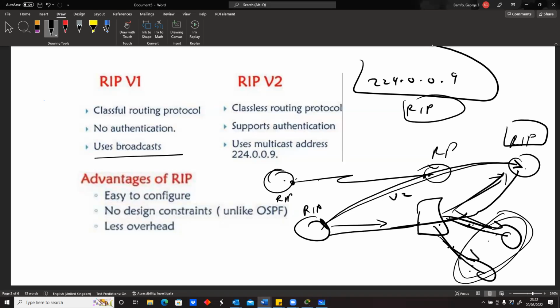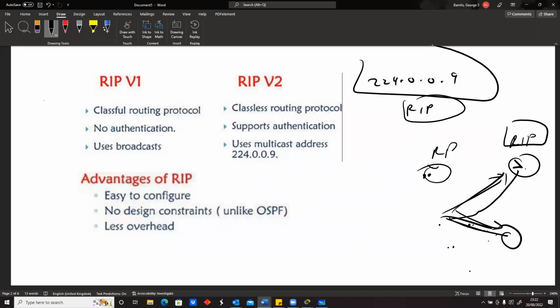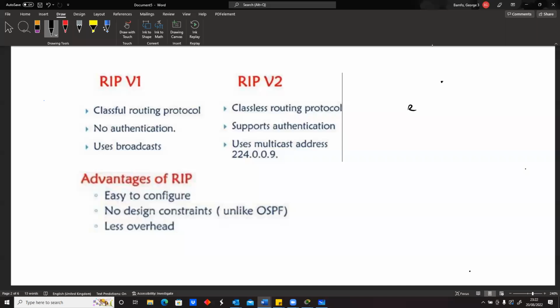But in general, RIP is an easy routing protocol to configure. It doesn't take you more than a few minutes to configure RIP, depending on how many networks you have on your device. Also, it doesn't have any design constraints. I will not talk about design now, but when we get to OSPF, we'll see what the design constraints are. Apart from that, it has less overhead. RIP is easy to configure. It's just simple. So we're going to learn how to configure RIP. So yes, that's what we're going to do now.